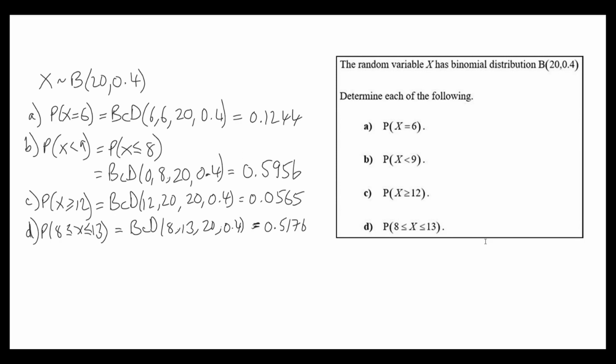Just be on the lookout for that. In questions like part B, where you've changed less than 9 into less than or equal to 8, sometimes that itself is worth a mark. So definitely show me those bits. It's good form and a good habit for you to write down your BCD statement, but I want to be transparent with you about what the examiner is expecting to see and what the examiner will give credit for.